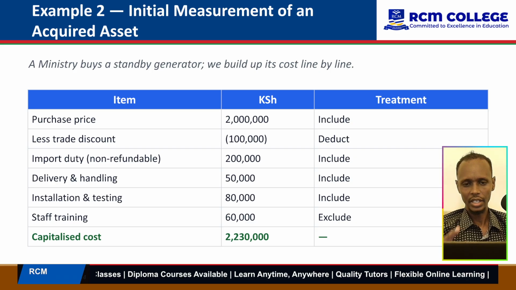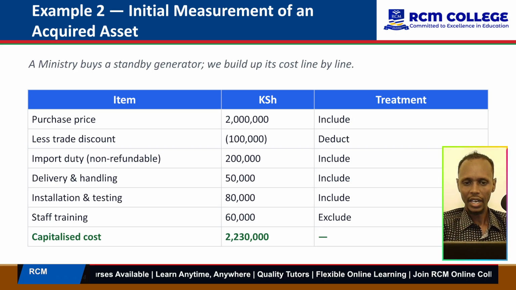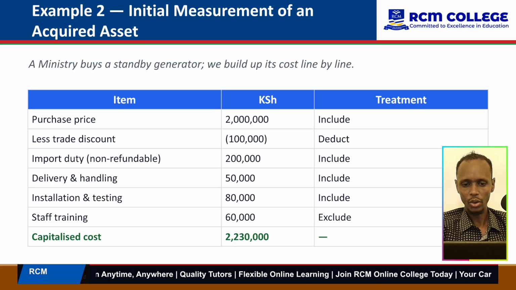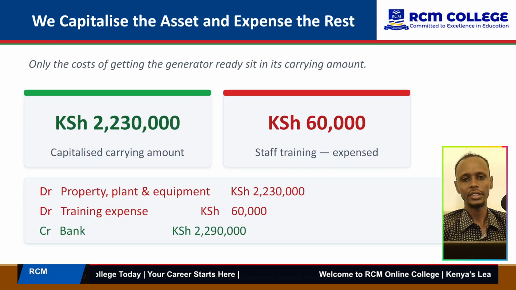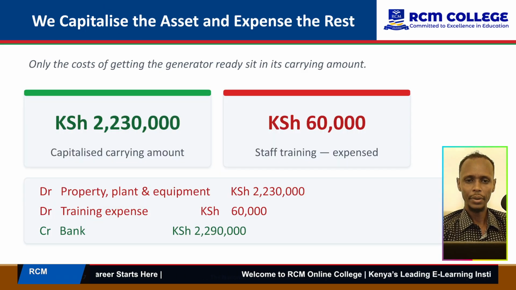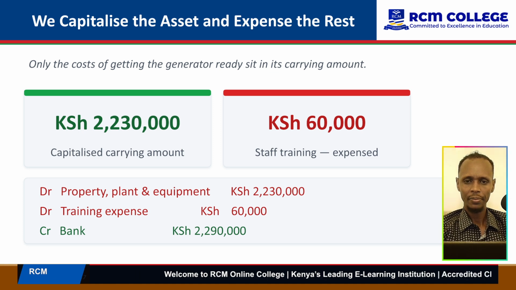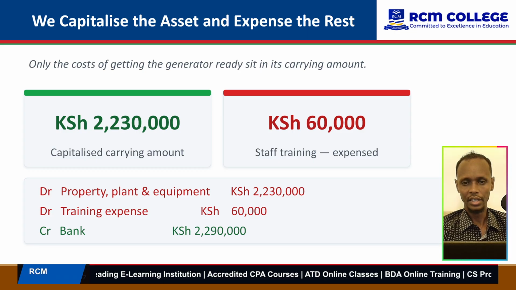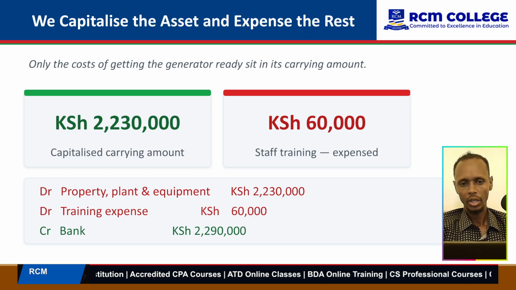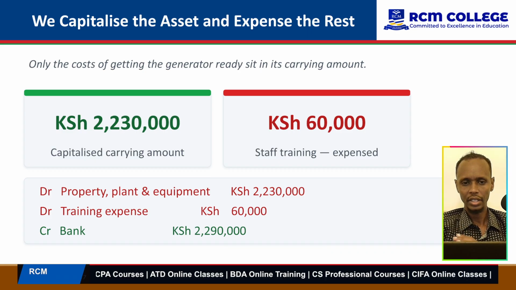That is why here in my example, I provided a figure of 2,230,000. So what we capitalize is 2,230,000. For the staff training, this is what you will do. Debit property, plant and equipment. Debit training expenses. Credit.